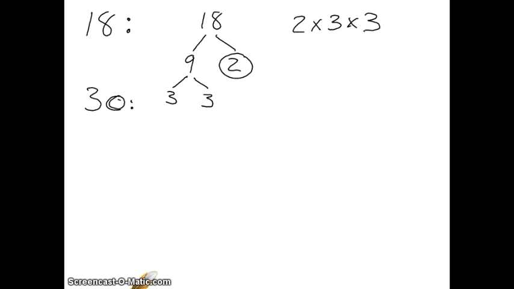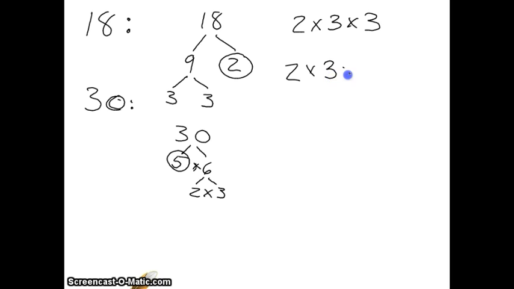And 30, you can treat the same way. For two factors of 30, I can use 5 times 6. 5 is a prime number. 6 is not a prime number. 6 can be broken into 2 times 3. So the prime factorization of 30 is 2 times 3 times 5.